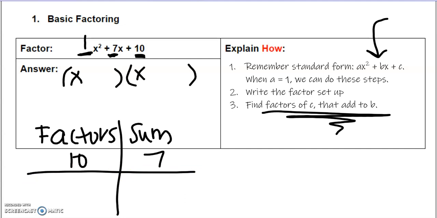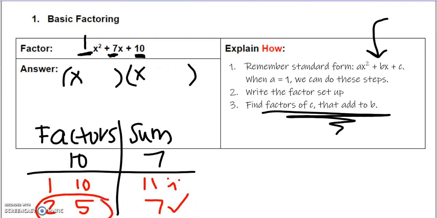Okay, so what are factors of 10? 1 times 10, right? 1 times 10 gives me 10. But when I add 1 plus 10, I get 11, which is not what I want, right? There's my sad face. I want 7. So let me keep thinking. Okay, factors of 10: 2 and 5. And when I add 2 plus 5, I get 7. Perfect. That means 2 and 5, those are both positive numbers, are my values in my factoring form up here.